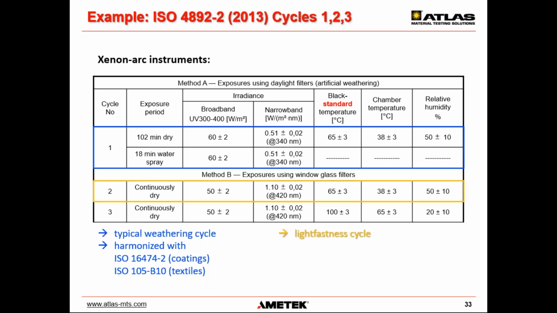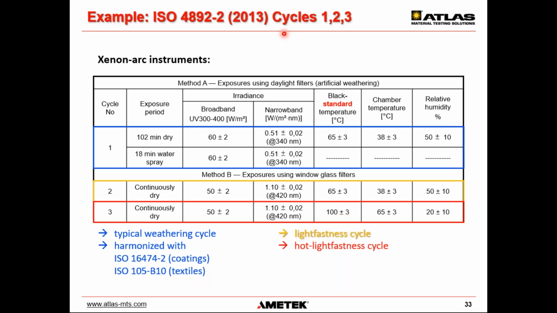And similarly, for light fastness testing, you have different irradiance levels. These are using obviously different filters, using window glass filters, with a different irradiance set point at 420 nanometers instead of 340 nanometer control. And the temperatures shown, which I mentioned before, are lower than your hot light fastness option, which is method or cycle number 3, which has a continuously dry cycle, again using window glass filters, but if you note, the temperature is higher at 100 plus or minus 3.